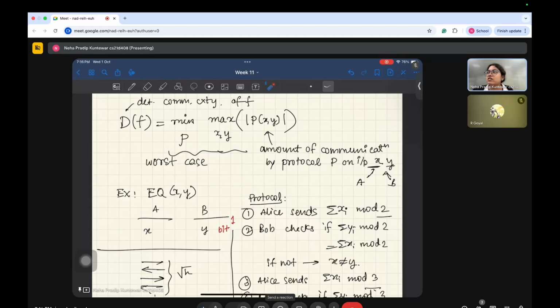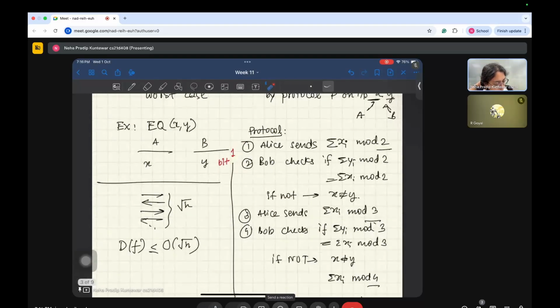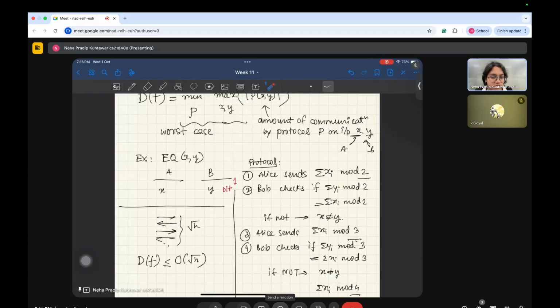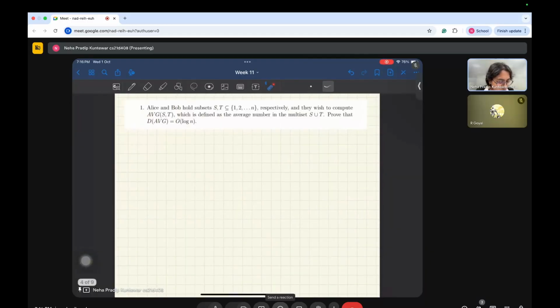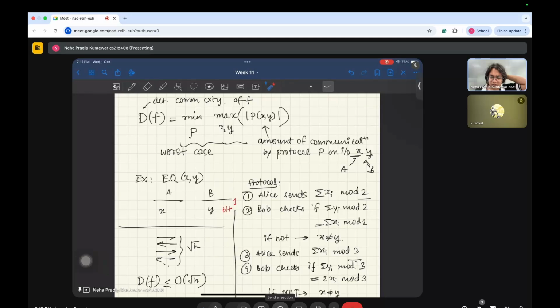Let me look for an example. Okay, there's an example that's going to come up anyway, I think in the next question itself. So for that, we'll see two or three different protocols, and then let's analyze the worst case for all the protocols.